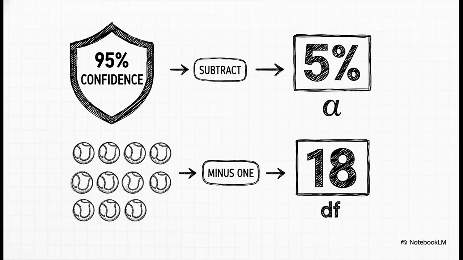Okay, on to step 2. A couple of quick calculations. First, our alpha level. That's just the other side of the coin from confidence. If we're 95% confident, then our alpha, our risk of being wrong, is 5%. Next, our degrees of freedom. That's just our sample size minus 1. So 19 minus 1 gives us 18.